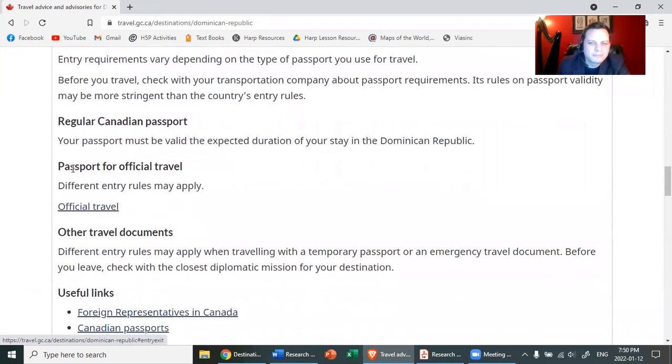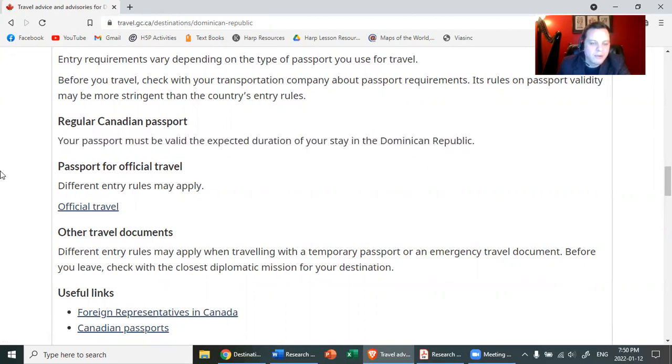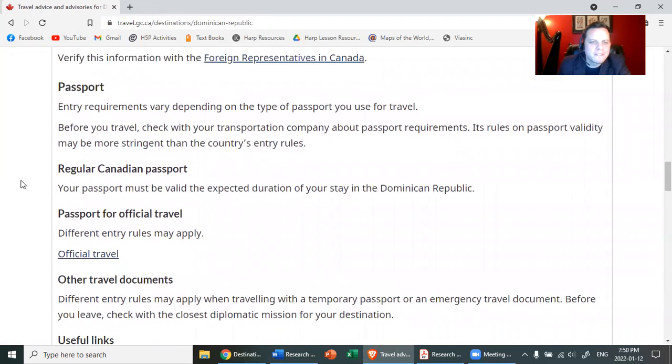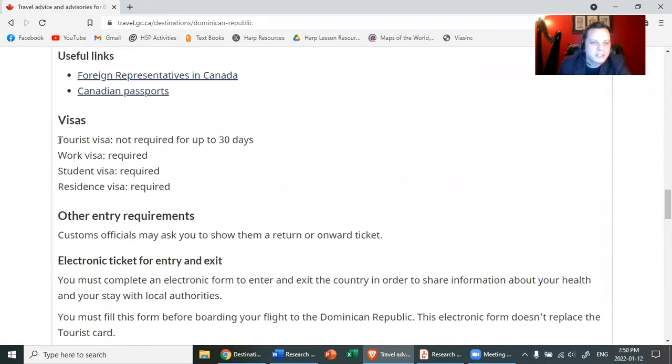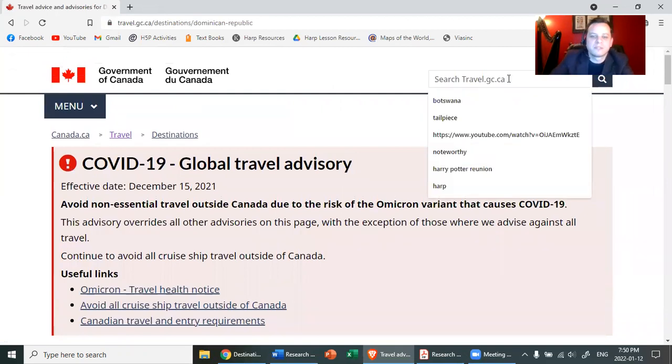Let's see here. Oh, good. Well, this country is different. Your passport must be valid for the expected duration of your stay in the Dominican. Okay, well, that was easy. Do we need a visa? Visas. Tourist visa not required. Okay, so that's where you'll go to find that information, whether you need a visa or how long your passport needs to be valid for.